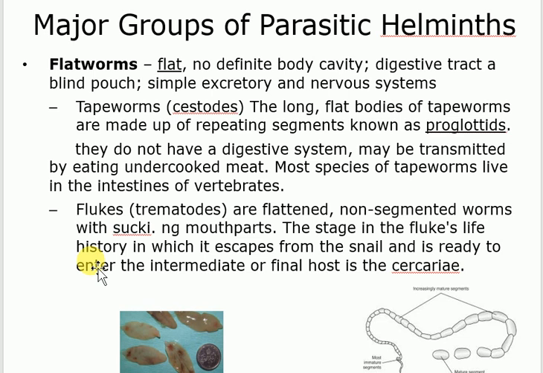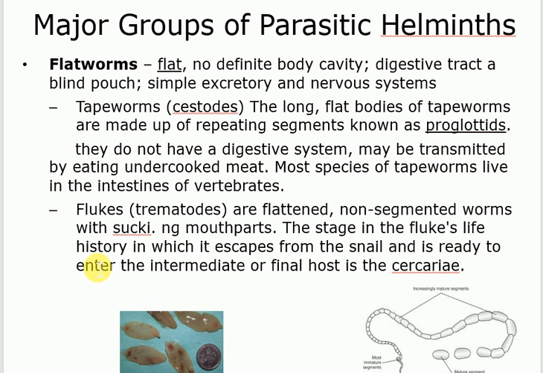We have different types of parasitic helminths depending on how they look. Is it flat? If they look flat, meaning they do not have a cavity, just flat, we call that flatworms. If it is not flat and they do have a cavity, it will be the roundworms, which is common. Okay? Flatworms.